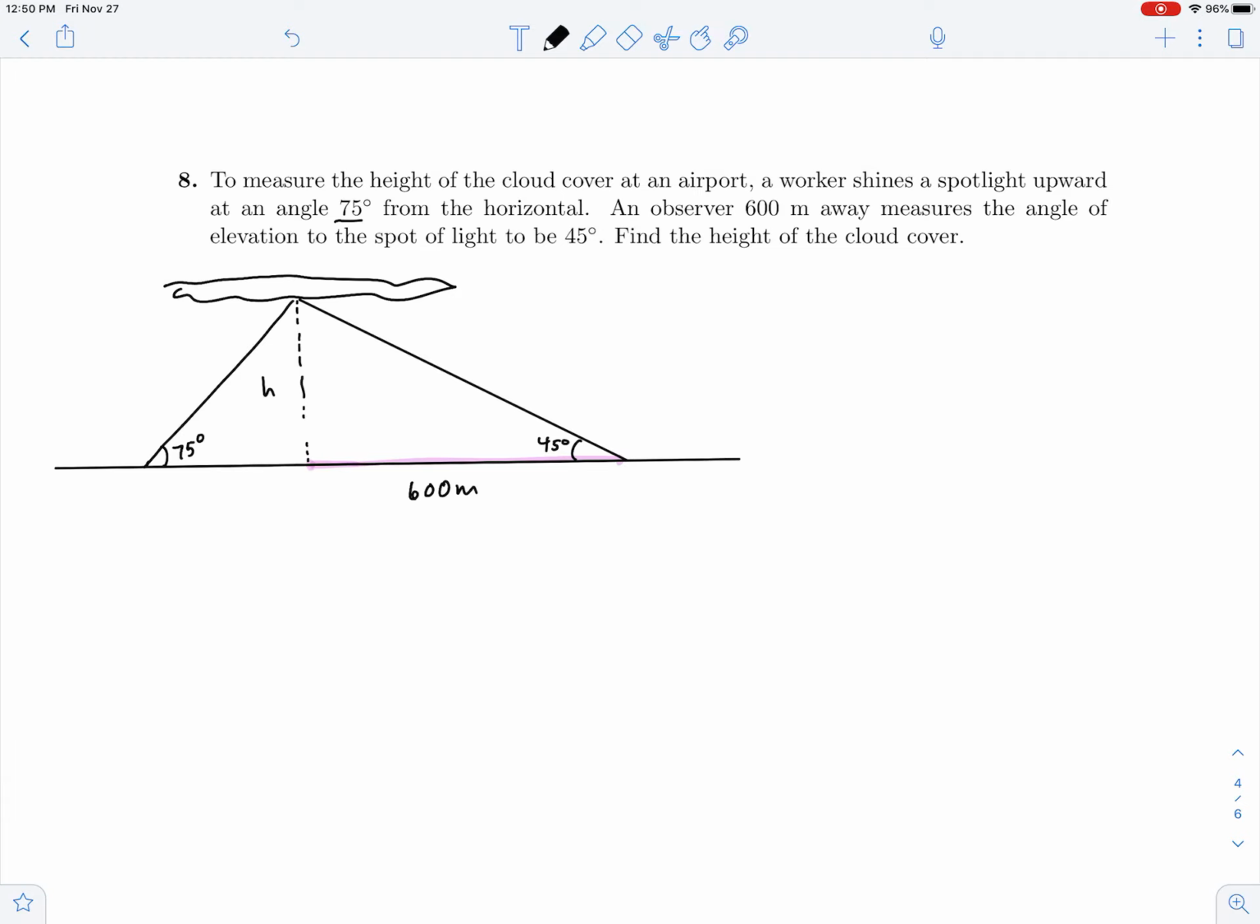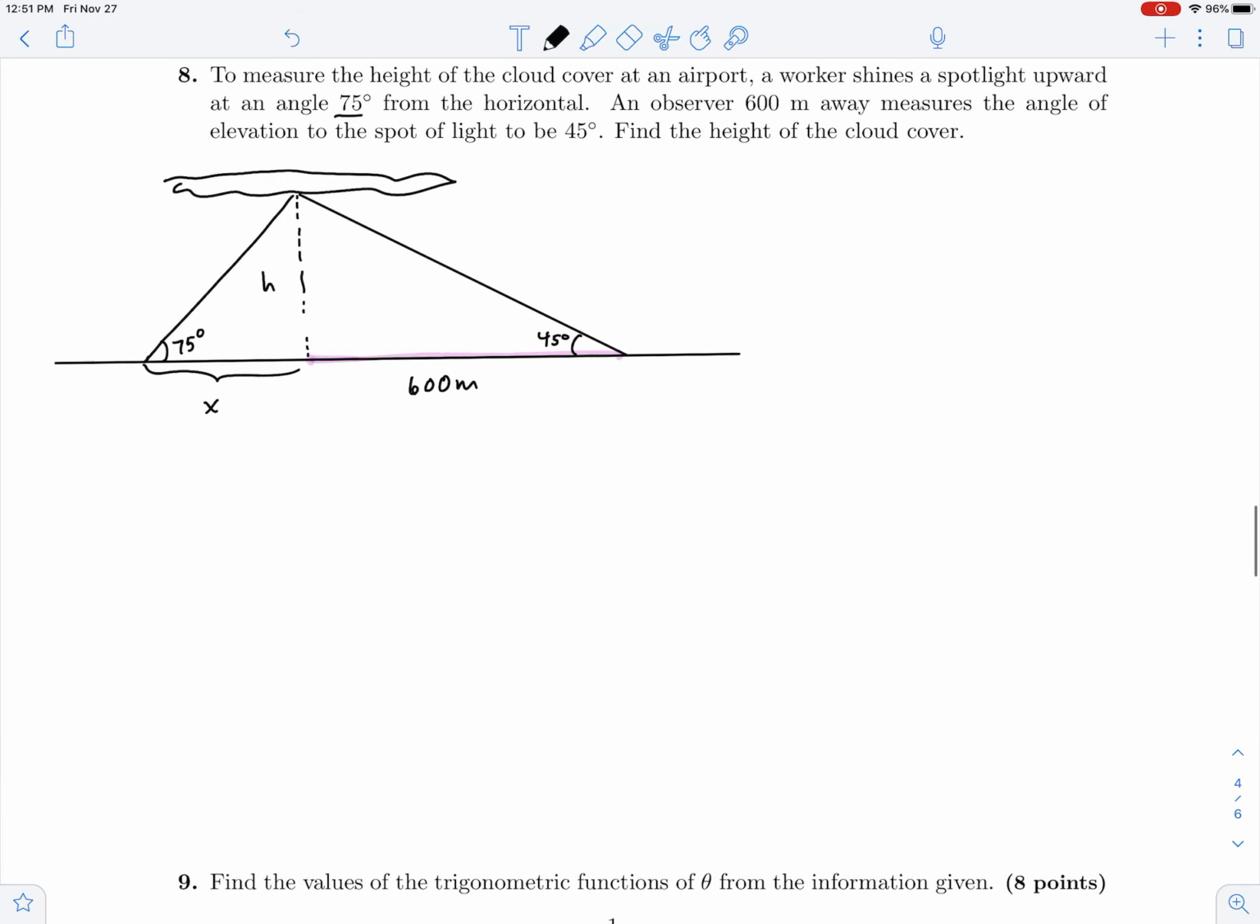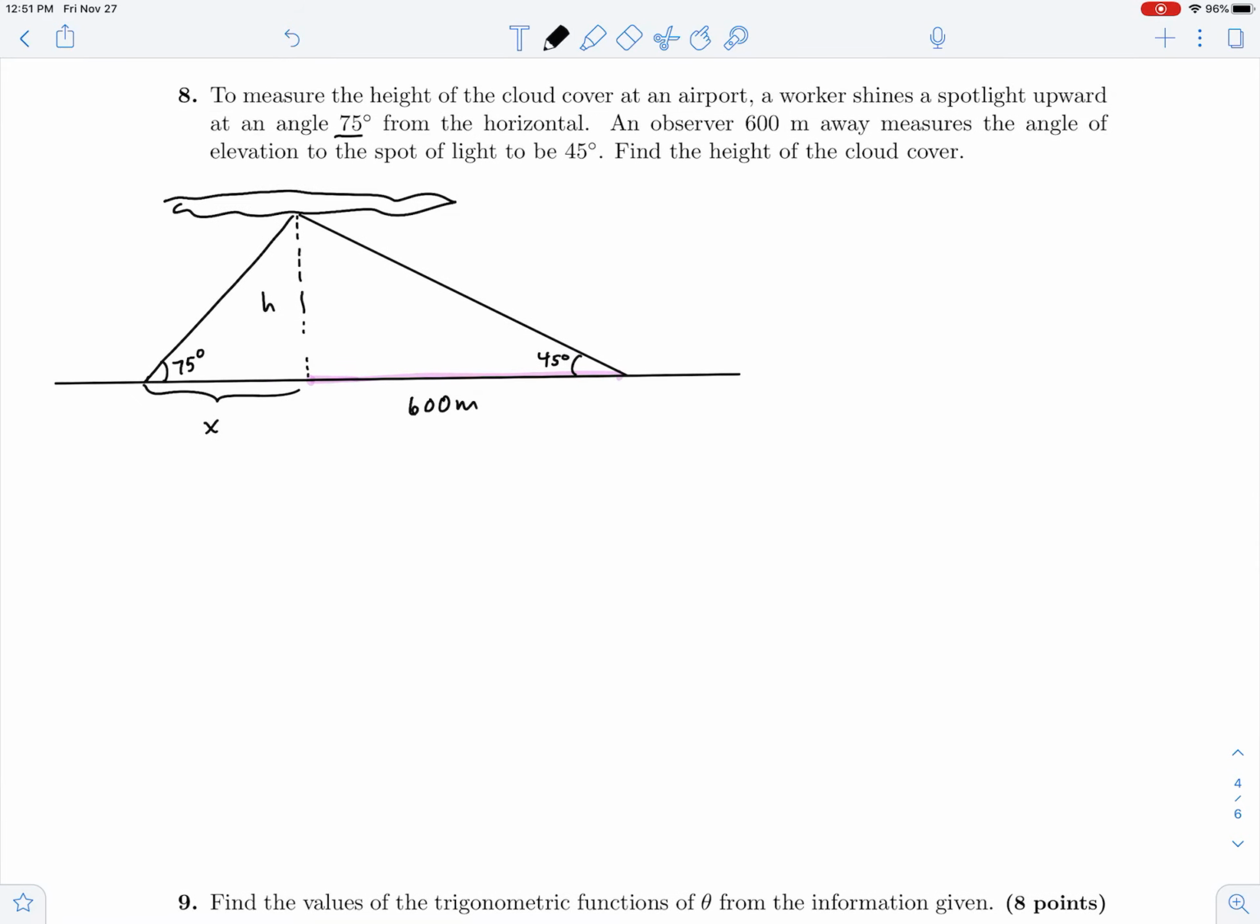And we want the height, but we're also going to need to call this distance something. I'll just call it x. And so what we need, because we have two variables and we're going to end up having to use them both, is two equations. Basically, we want the height of the cloud cover, so we just really need to solve for h.